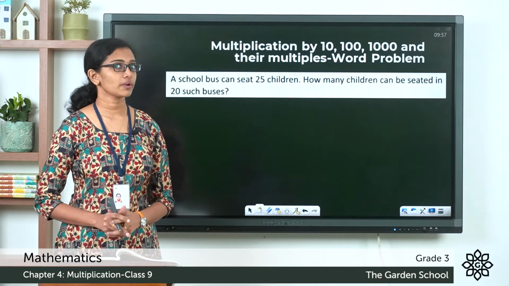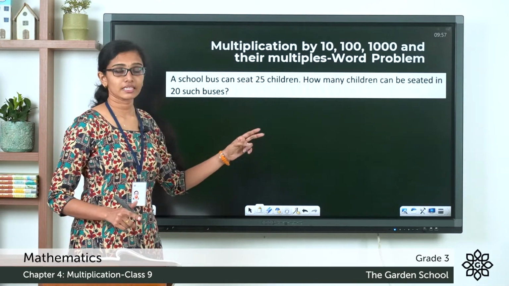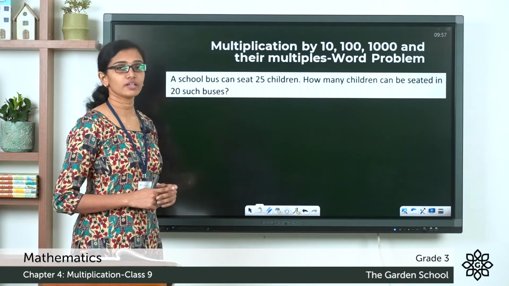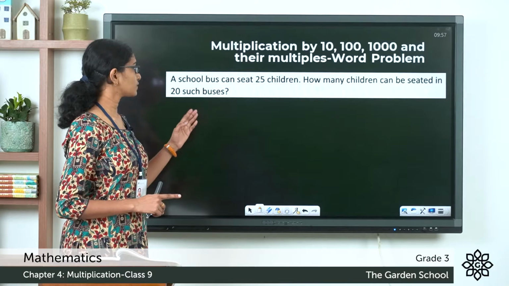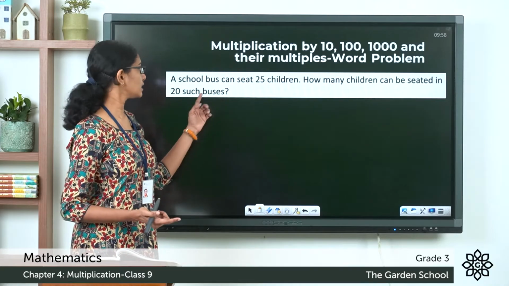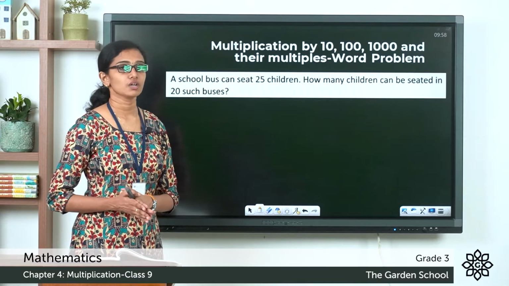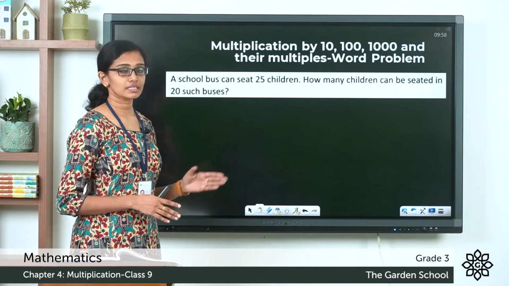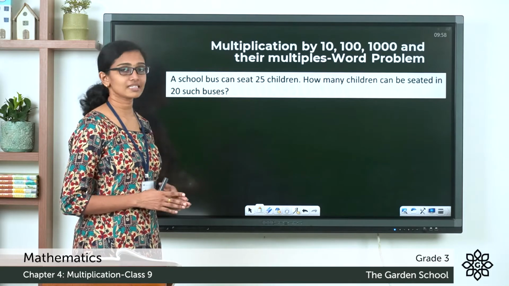So what is given in the question? There is this school bus, and in one school bus it can accommodate 25 children. And what if there are 20 such buses? How many children can be seated in 20 such buses? So how can we write the steps with this? See the data given in the question and let's write the steps using the data.